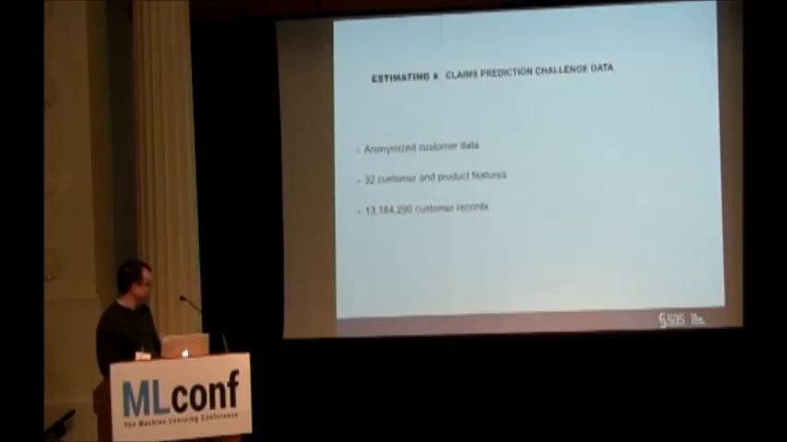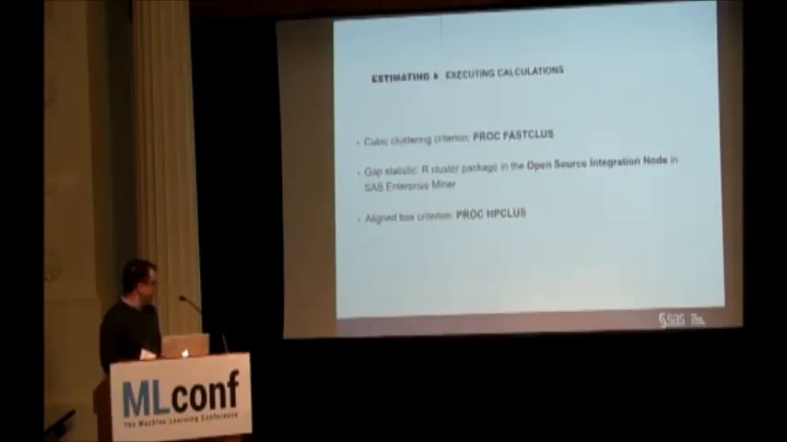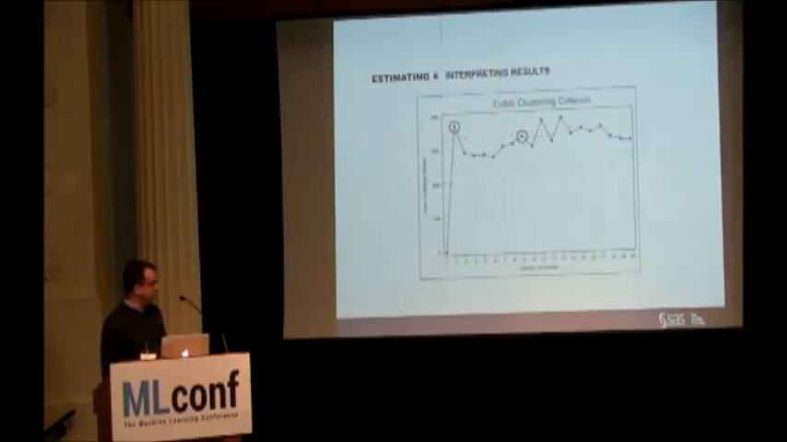And now some real data. We actually did this on a Kaggle data set, which is a claims prediction challenge data. And we used a number of implementations. We used the open source integration node to call R for the gap statistic. CCC is actually available in proc fastclus in SAS. The ABC is implemented in the distributed version, which we call proc HP plus, and we ran it.